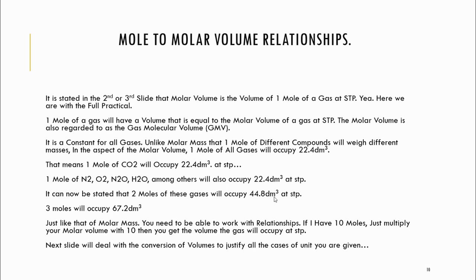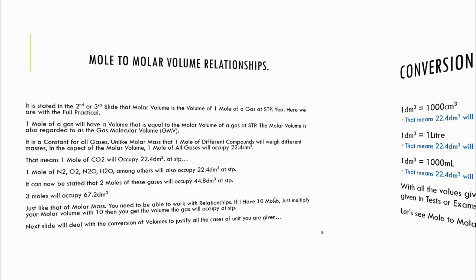So that means the mass of 1 mole of CO2 is 44 grams, and the volume of 1 mole of CO2 at STP is 22.4 dm3. And you can calculate the density, which is mass over volume. That's basically simple.